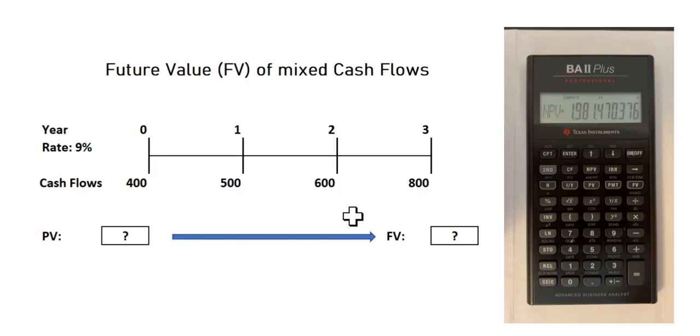So, we collapsed all 4 of these cash flows down to an amount that's 1,981.47 right now. Now if you want to know how much this series of cash flows is worth at the end of year 3, that's the same thing as asking what 1,981.47 received now is worth at the end of year 3. So, we are going to use the future value function in order to do that.